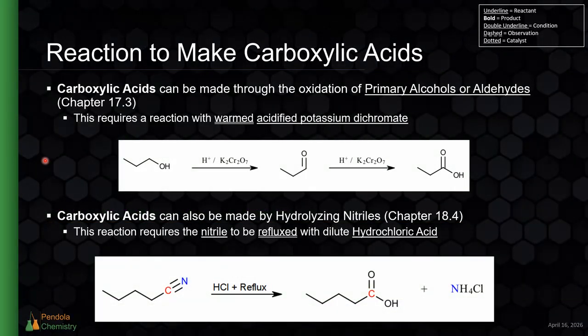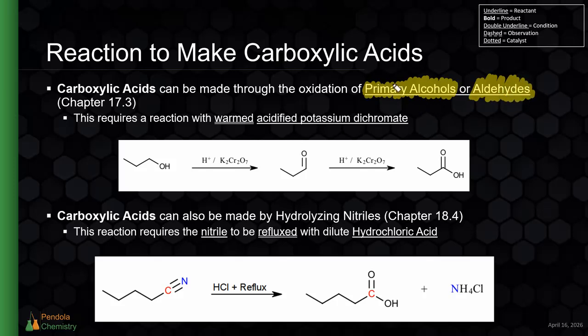Now, the reactions that make carboxylic acids. We already saw one of these in the last video in chapter 17, section 3. And the other one we will see in chapter 18 because it's a reaction of the nitrile groups. But let's review the chapter 17 reaction, and then we'll look forward to the chapter 18 reaction. Carboxylic acids can be made when primary alcohols are oxidized. We already said in chapter 17.3 that a primary alcohol will be oxidized into an aldehyde, and that aldehydes can be further oxidized into carboxylic acids.